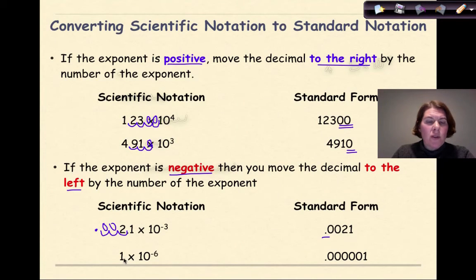Then finally, 1 times 10 to the negative 6. We're going to assume that there is a decimal right here. Again, my exponent is negative, so I'm going to move it over to the left. So 1, 2, 3, 4, 5, 6. Right here, fill these spaces in with zeros. 1, 2, 3, 4, 5, which is why I have 5 zeros over here.